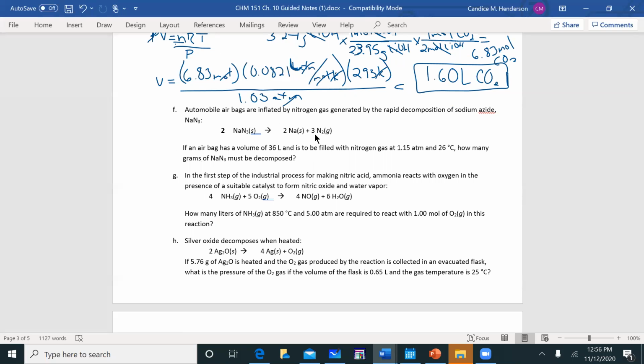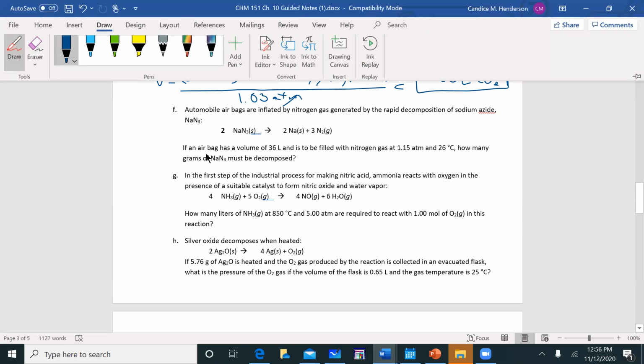You're given a bunch of information about your nitrogen. You need to figure out how much nitrogen there is so that you can then figure out how much of the solid there are. So I'll give you all 5 minutes for that.